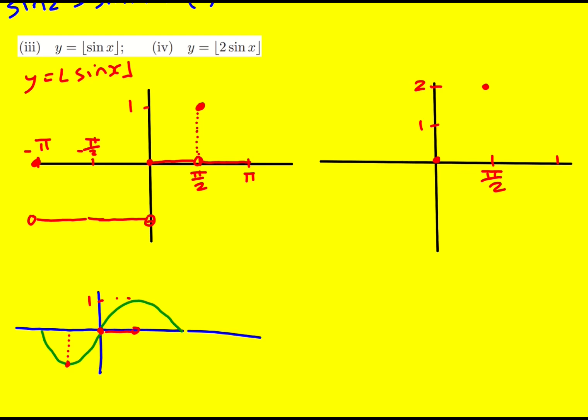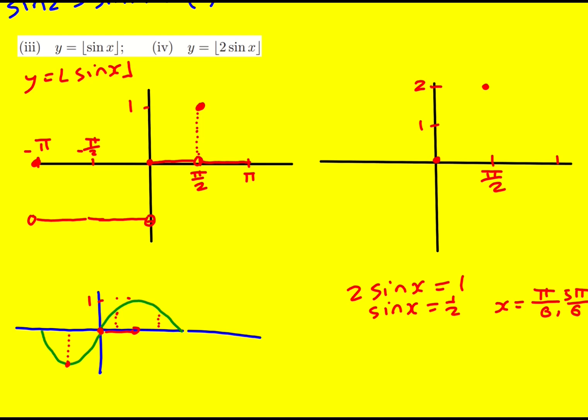Now, what is going to happen at other values? Well, let's look at when 2 sine x is equal to 1. That means sine x is going to equal a half. X will then equal pi over 6. We get another solution, pi minus pi over 6, so 5 pi over 6.